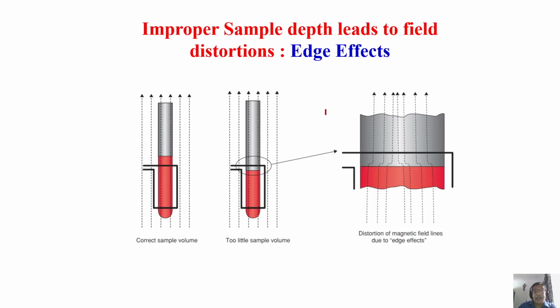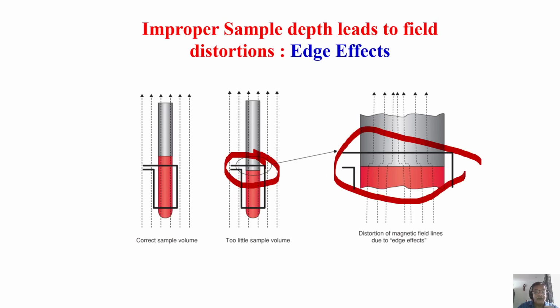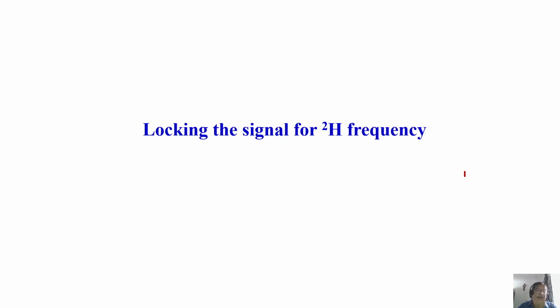See, improper depth leads to field distortions because of edge effect. If it is not completely within the RF coil, if, let us say, the edge of the sample is at the center, or in the middle of the RF coil, you will get an edge effect like this. That gives bad line shapes. Remember, that gives very bad line shapes. So these precautions you must take.